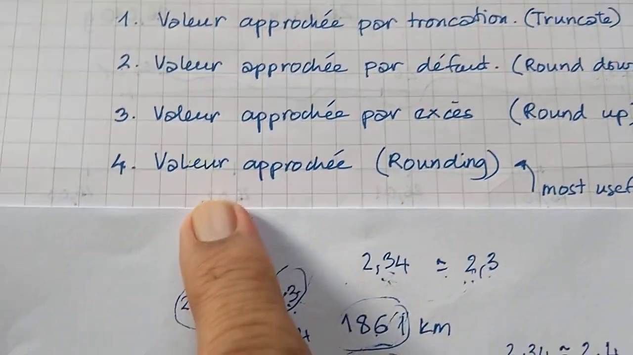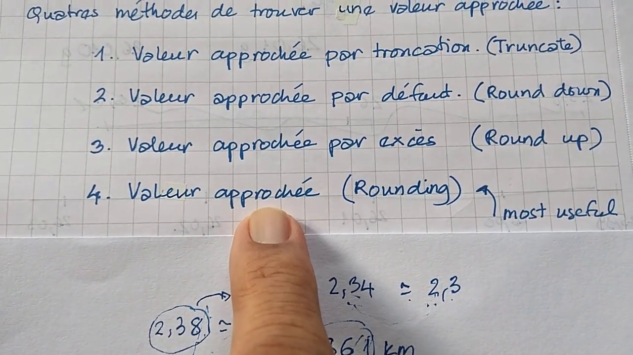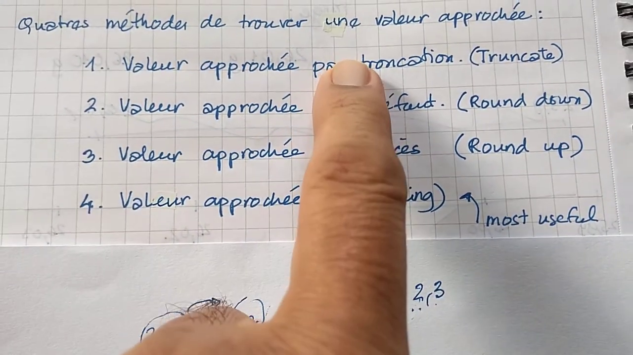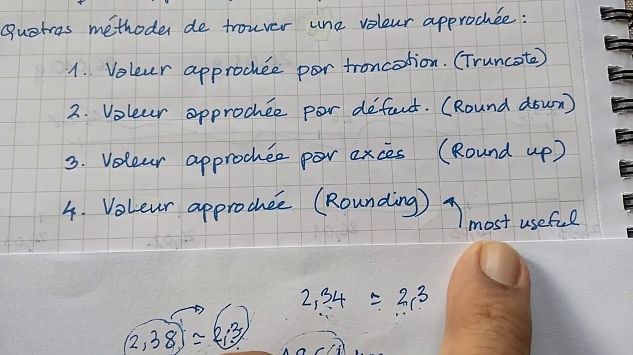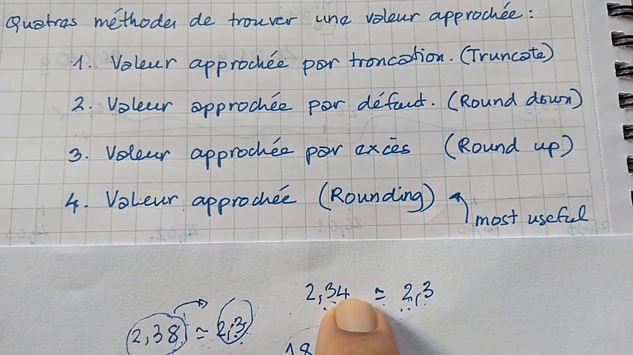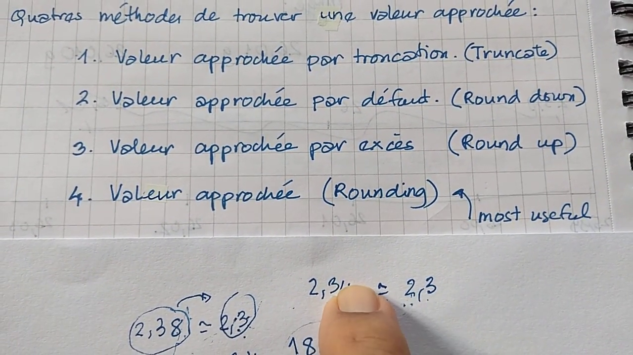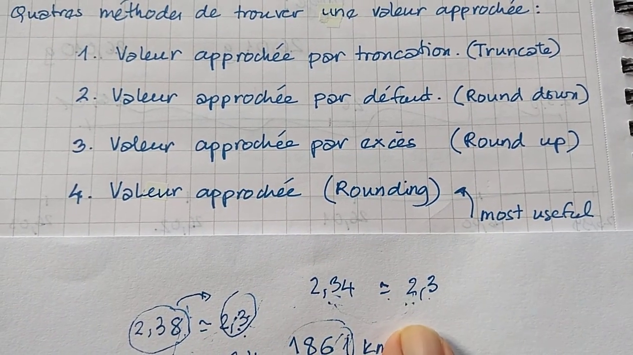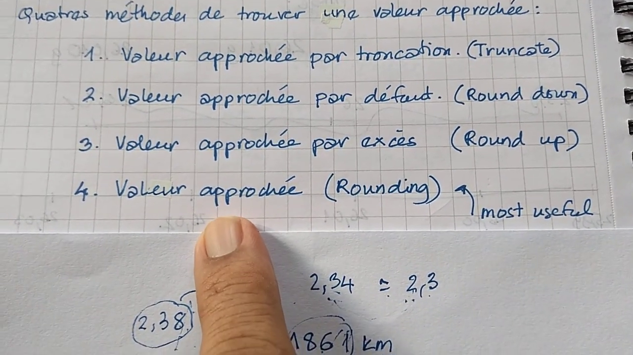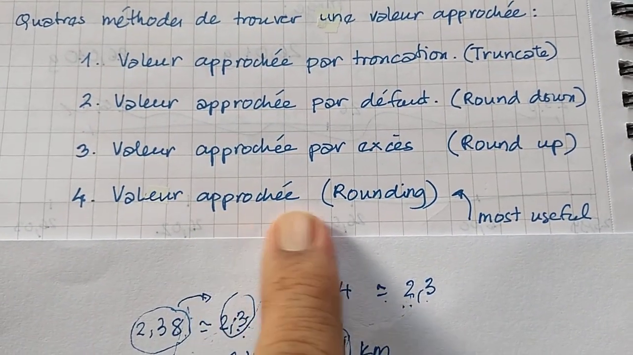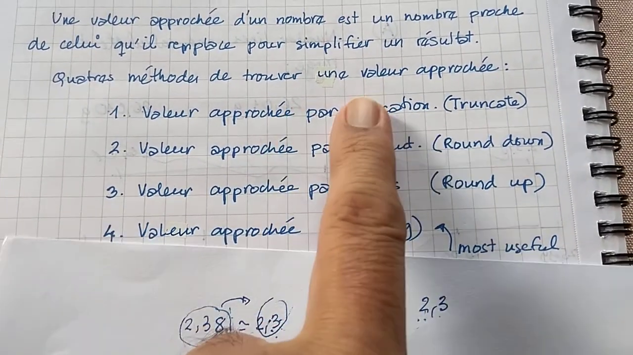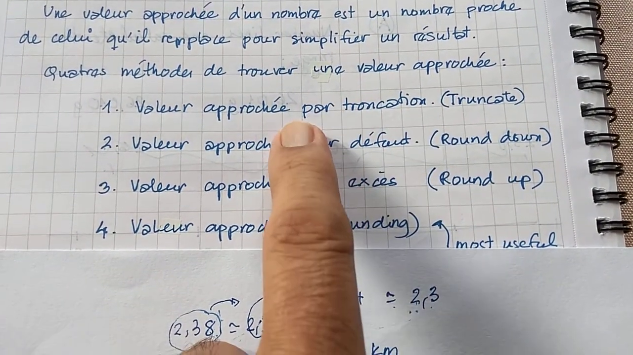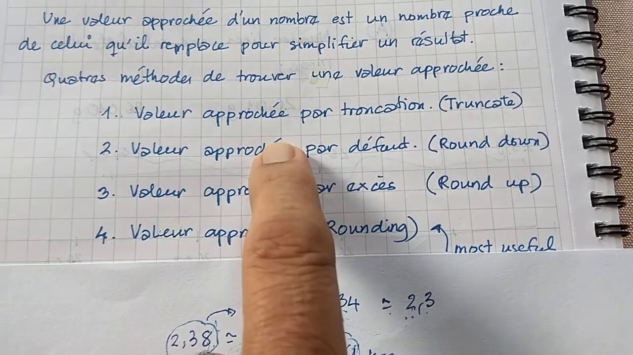And the final one, which is the most useful, is called simply valeur approchée, not par troncation, par défaut, or par excès, but simply rounding. Here you see the digit that you want to remove, and you see whether it is closer to the higher or to the lower, and accordingly you find the valeur approchée, the approximate number. So these 4 are the ways you can find a valeur approchée of a number, and today we will look at just the first 2. The other 2 we will look at in the next video.